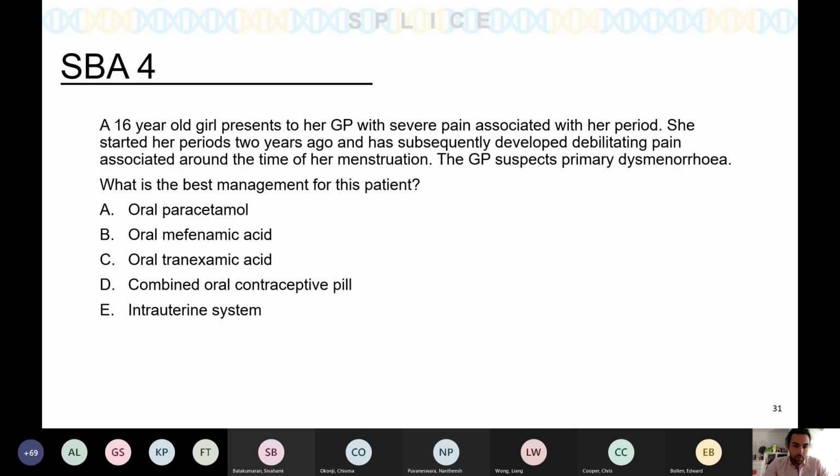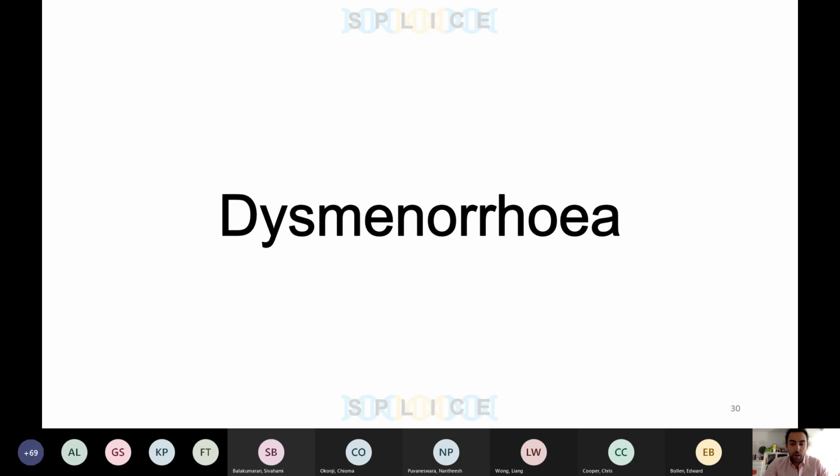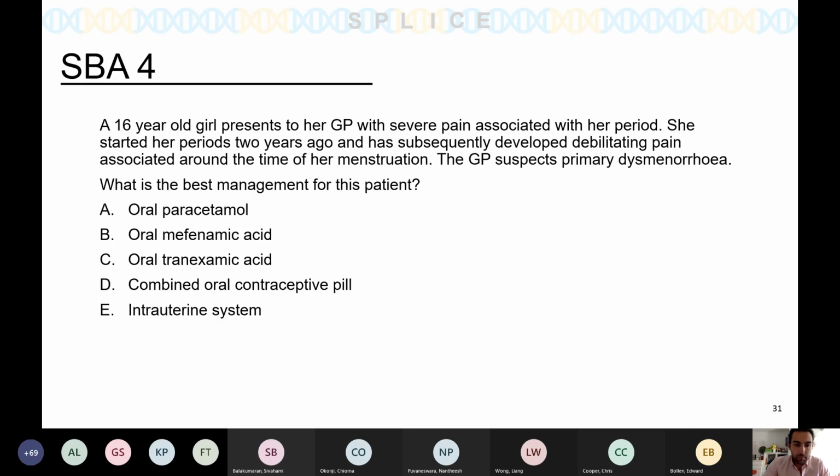Cool. Oh, and also just to mention primary versus secondary. Primary is when it's always been present, and secondary is where it develops later on. Any patient that develops secondary dysmenorrhea needs to be reviewed by gynecology, basically. But anyway, we'll move on to the management of it. I'm sure you can realize from a stem or a history that this patient has dysmenorrhea.